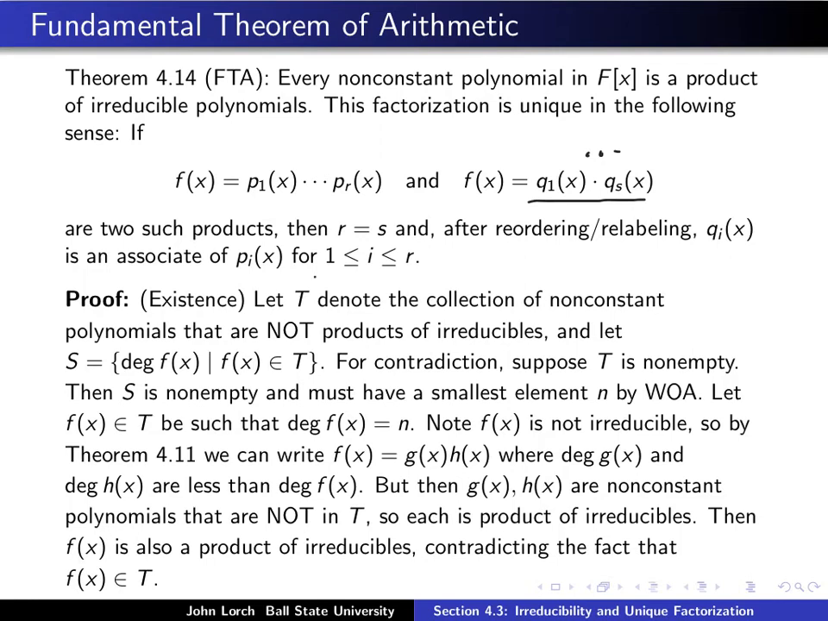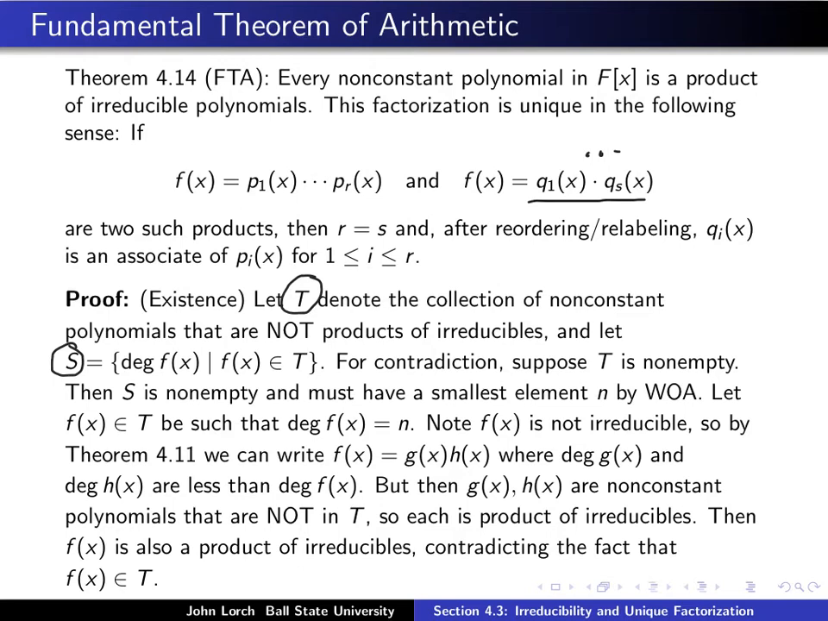We're going to begin with a set, capital T. That T is going to represent all of the non-constant polynomials that are not products of irreducibles. And our goal ultimately is to show that this capital T is an empty set, meaning that every non-constant polynomial will be a product of irreducibles. Now we have this auxiliary set, S, that goes along with capital T, and it's going to be the set of degrees of all the polynomials that live in T. And we notice that S must be a subset of the positive integers.